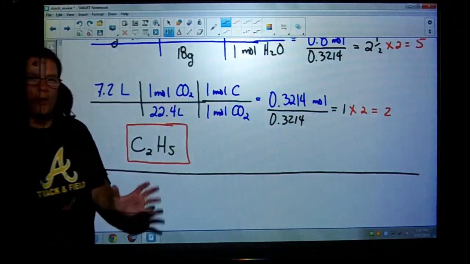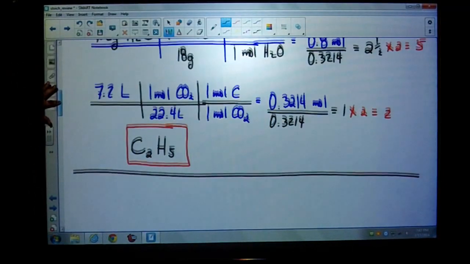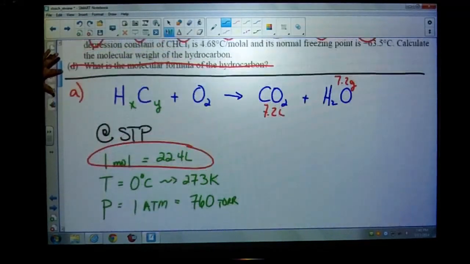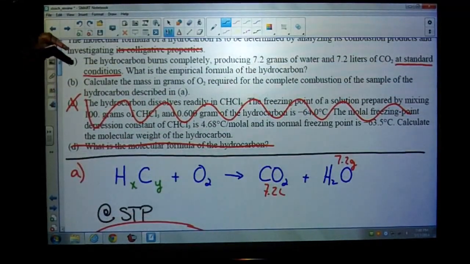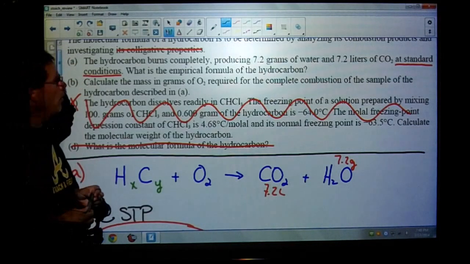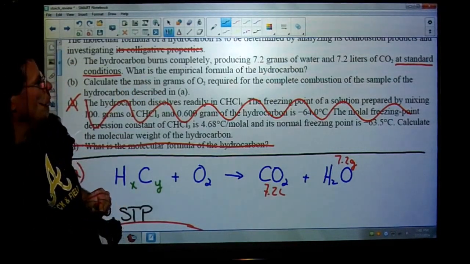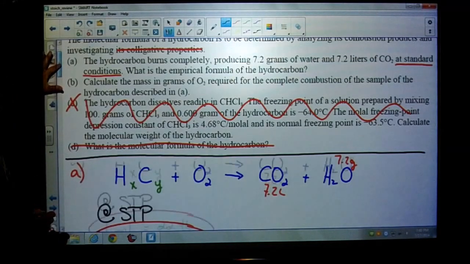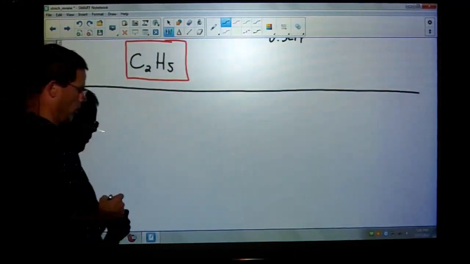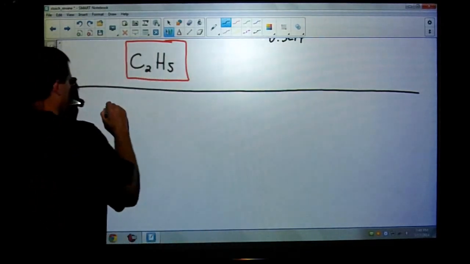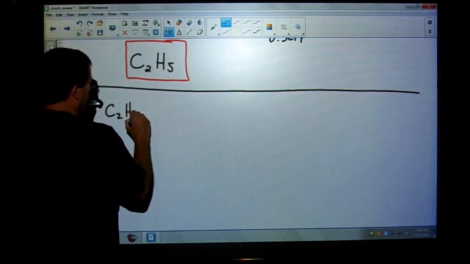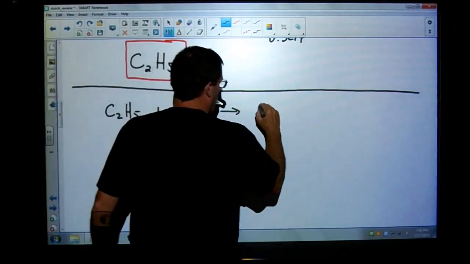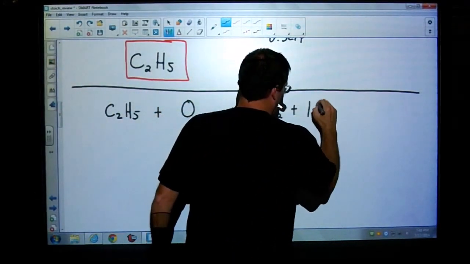And again, there is more than one way to work these problems out. Just as long as you're showing all your steps and all your work, it's okay. All right, so let's look at B. It says calculate the mass in grams of oxygen required to complete the combustion of the sample of the hydrocarbon described in A. So let's see here. We have our hydrocarbon, so let's write that down. C2H5, and we're reacting it with oxygen to form carbon dioxide and water.